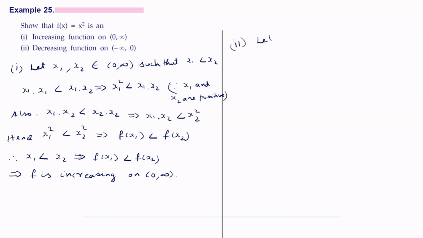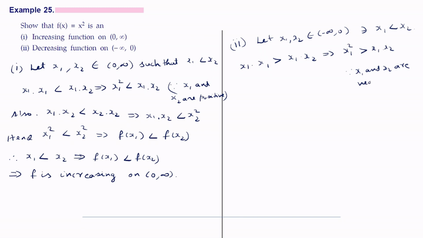In the second subdivision, again let us take 2 points x1, x2 which belong to this interval minus infinity, comma 0 such that x1 less than x2. Now here we can see that x1 and x2 are negative numbers. So if we multiply both sides by x1, the inequality changes. x1 into x1 will be greater than x1 into x2, which implies x1 square greater than x1 into x2, since x1 and x2 are negative numbers.